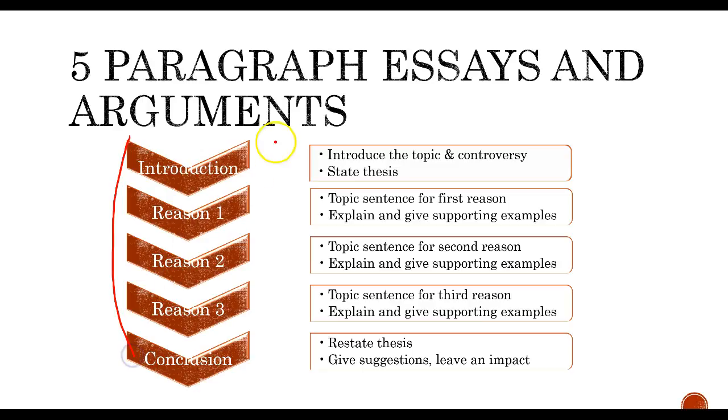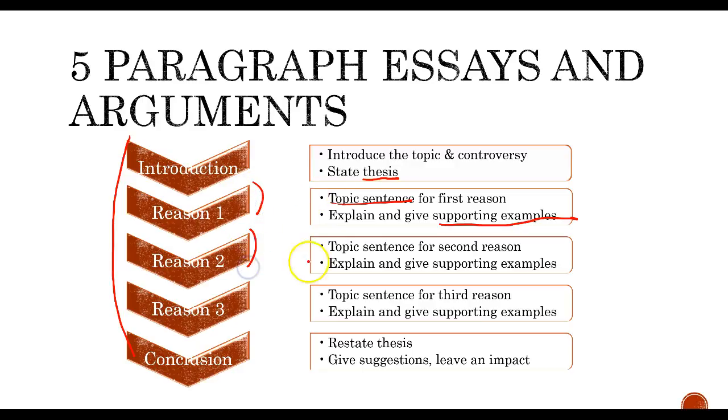The introduction would talk a little bit about the controversy, in this case, Facebook and kids getting Facebook accounts. It would state the thesis. In our example, the thesis would be kids under 13 should not be allowed to have Facebook accounts. And then we move into our three reasons. With each reason, we want to make sure we have a topic sentence, and then we have supporting details, or supporting examples. So our first reason could be because they post inappropriate pictures.